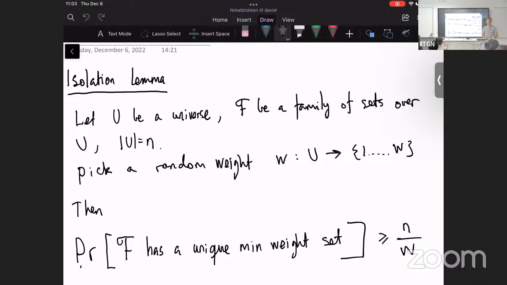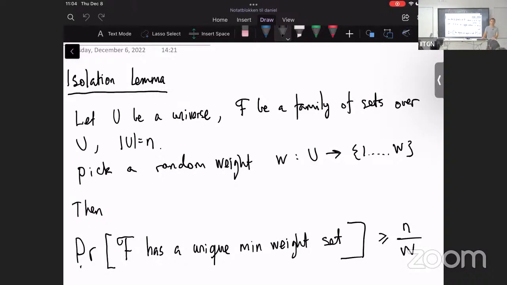All right. So suppose you have a universe and you have a family of sets over this universe. And now you assign random weights to the elements of your universe. Then every set is going to get a weight as well, right? So the weight of a set is just the sum of the weights of the elements in it.